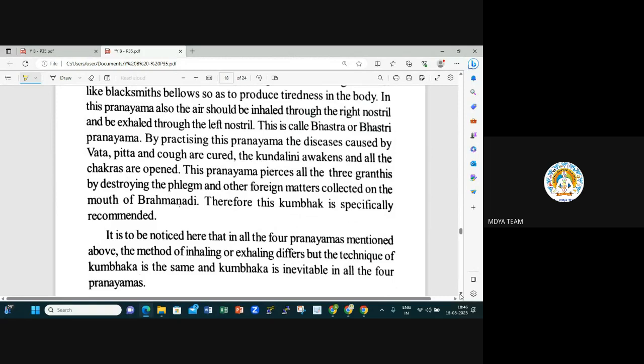This is called Bhastra or Bhastri pranayam, the other name. Mostly it is to be highlighted. By practicing this pranayam, the diseases caused by Vata, Pitta and Kapha are cured. The Kundalini awakens and all the chakras are opened. Okay, many benefits are told here. The Bhastrika pranayam.